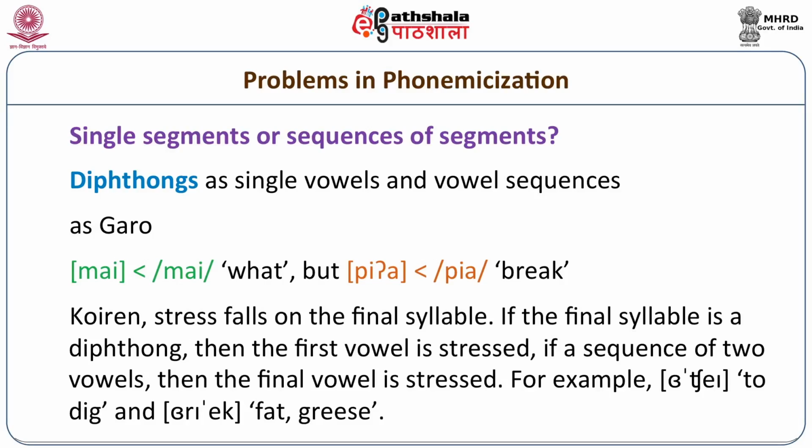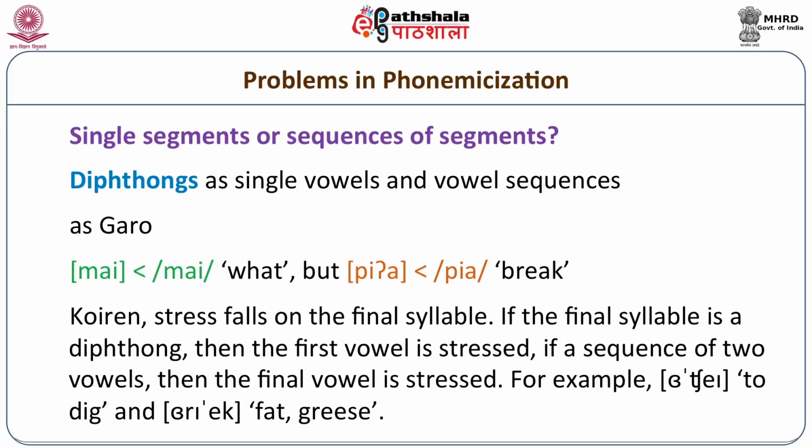What we find is that if it is a diphthong, then the stress falls on the first vowel. But if it is a sequence of two vowels, then the stress falls on the second vowel, as we notice here in the two examples. Ochei, to dig, but oriek means fat and grease. Now, ea clearly is a sequence of two vowels, and a is a diphthong in Koiren.